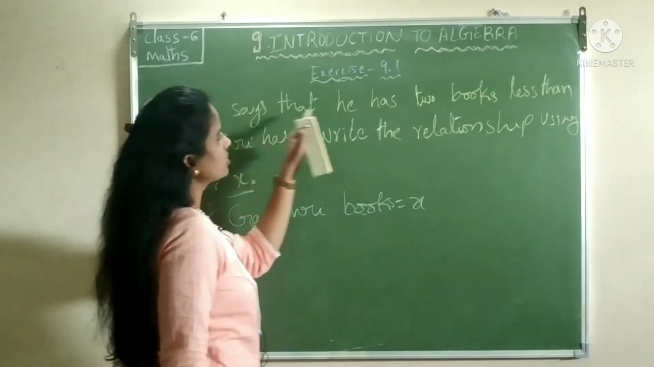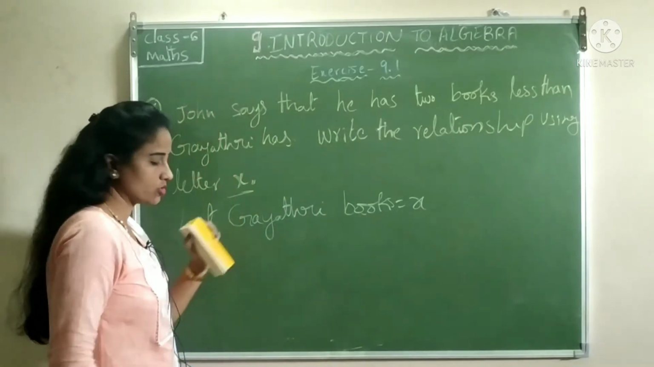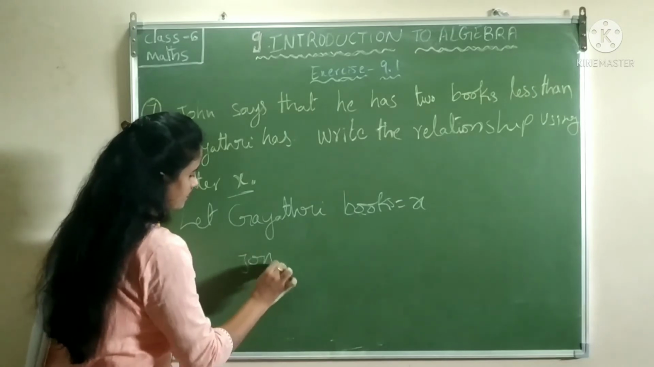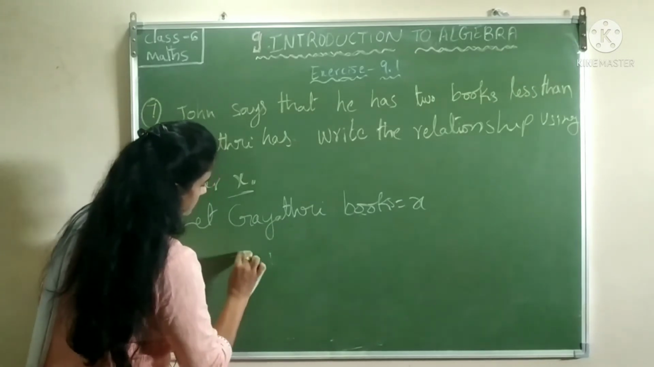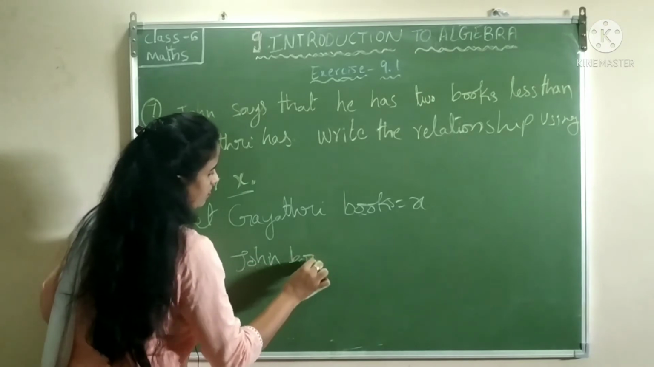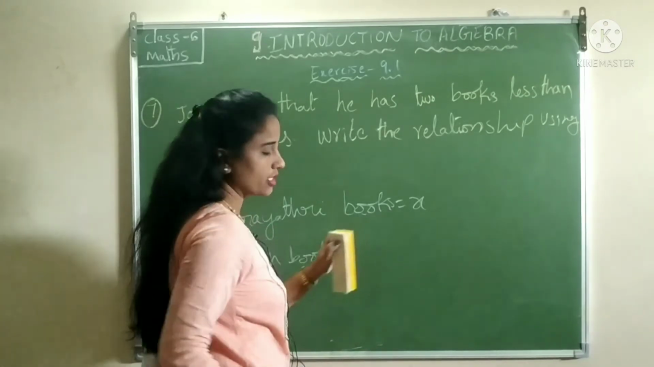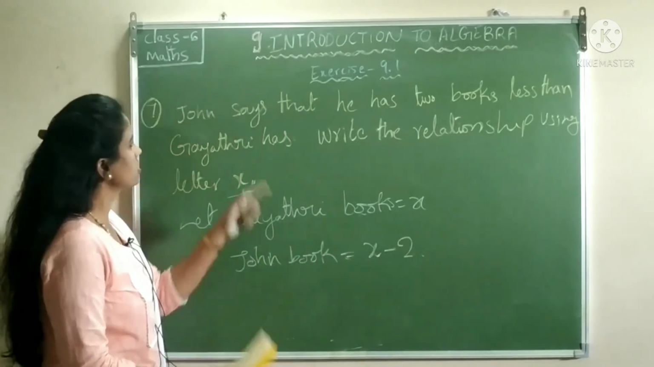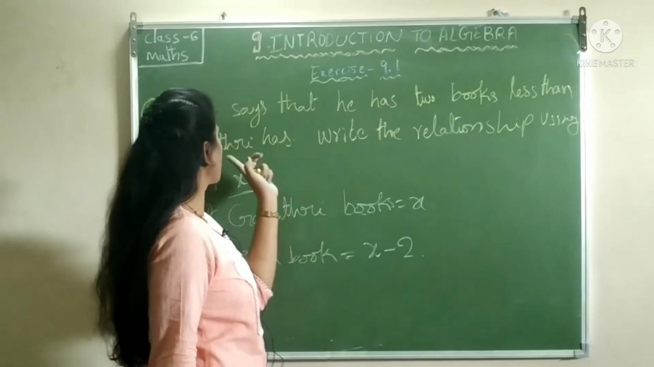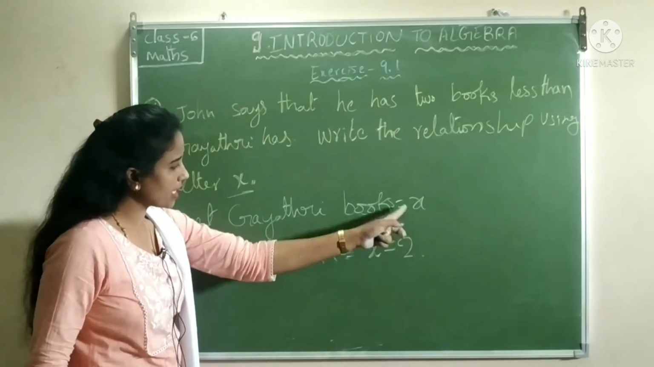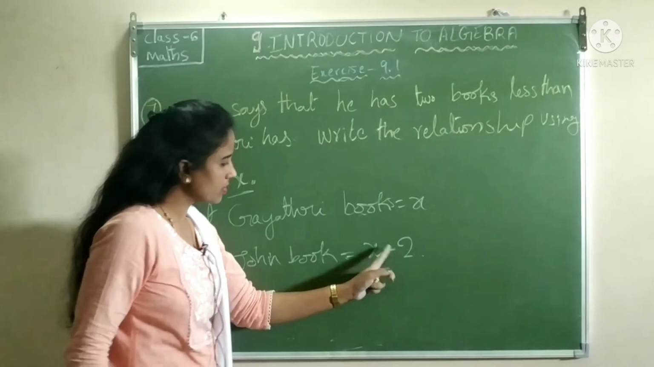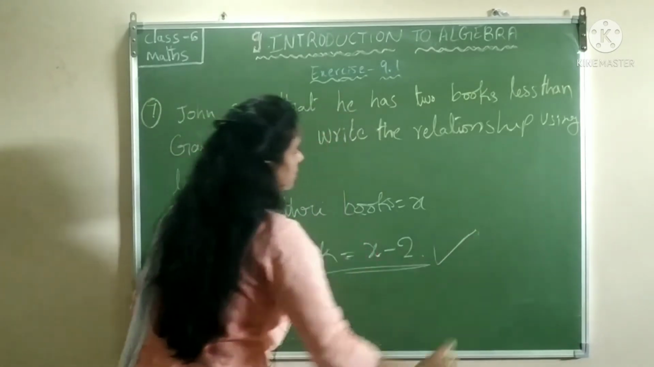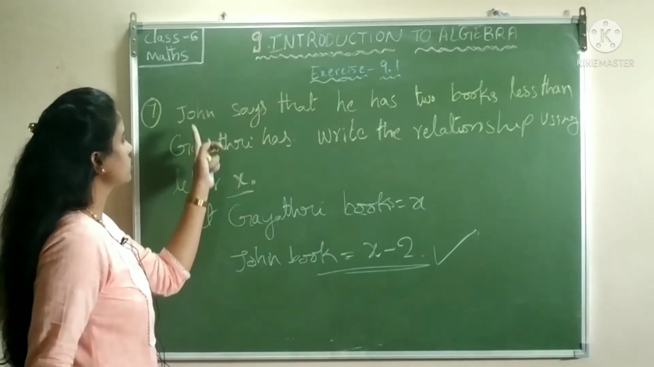Then John has 2 books less than Gayatri. So can you find John's books then? Yes, John's books is equal to Gayatri's books minus 2, that is X minus 2. Why? Because John has 2 books less than Gayatri's books, so you have to subtract 2 from Gayatri's books. So this is the rule of relationship between Gayatri's books and John's books.